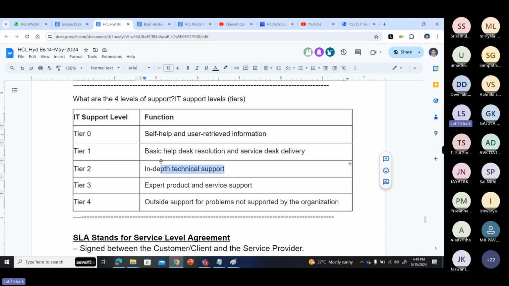So level 2 needs in-depth technical knowledge, which is specific domain knowledge, like only server, only network, only cloud, only databases, only a specific platform, like the Linux department. So only in a specific domain is in-depth technical knowledge required, along with overall basic technical knowledge.